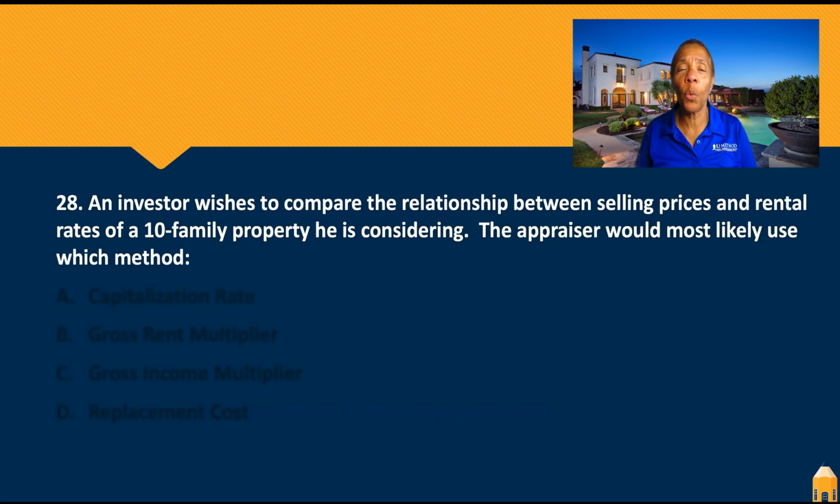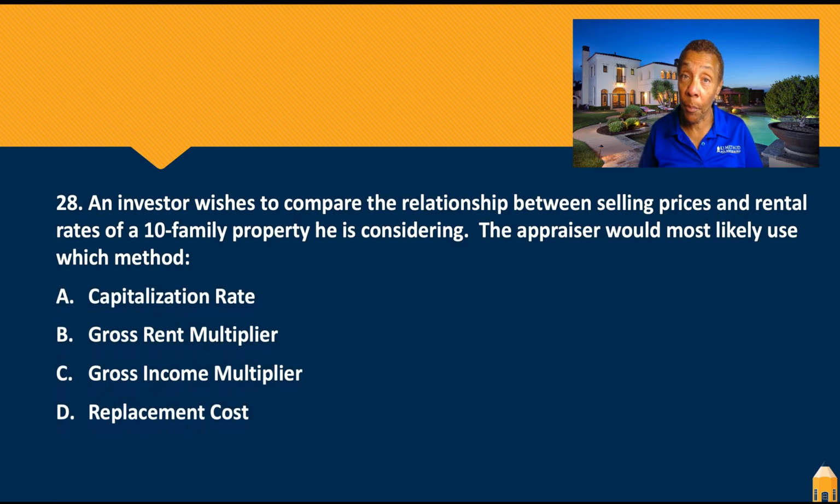28. An investor wishes to compare the relationship between the selling prices and the rental rates of a 10-family property he's considering. The appraiser would most likely use which method? We talked about this. Rental rate, selling prices. Is he going to use the cap rate? A. B, the gross rent multiplier. C, the gross income multiplier. Or D, replacement cost.